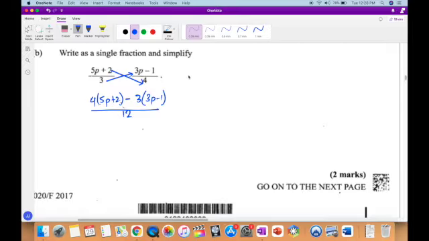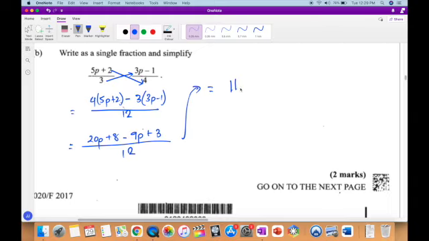So now let's see if we could just expand. We'll have 4 times 5 is 20p, and 4 2s are 8, minus 3 3s are 9p, right? And that'll be plus 3 all over 12. And so what are we going to have now? Well, 20 minus 9 gives me 11p. And 8, 9, 10, 11, that'll be plus 11 all over 12.